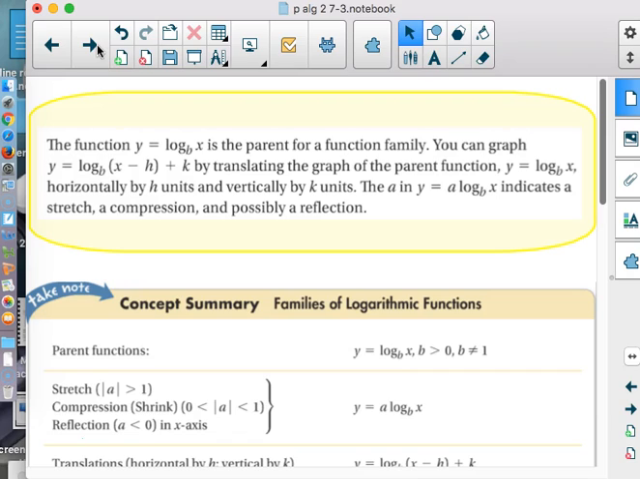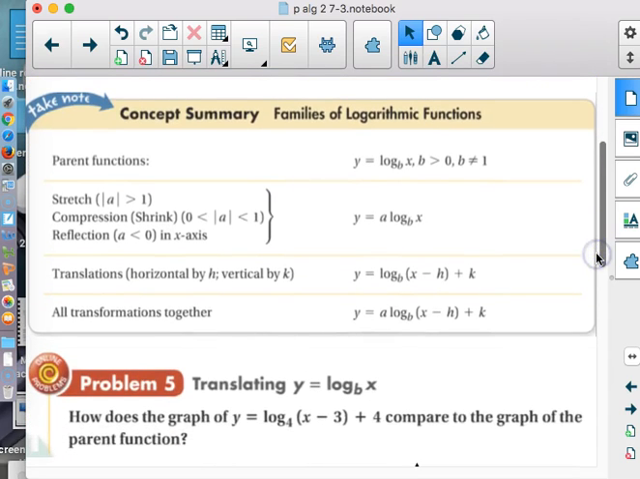So that A in front, stretch compression, it's negative, could see a reflection in there as well. So if A is a number bigger than 1, vertical stretch, fraction between 0 and 1, going to be compression, negative, going to flip that thing over the x-axis. So here's a box that just puts it all together for us, and it is no different than any other box that we've had talking about the families of functions before. It just goes through. Here's your stretches, here's your compressions. If you see a negative in front, you've got a reflection. Translate h units, but this time we know this is where our asymptote is going to come from.